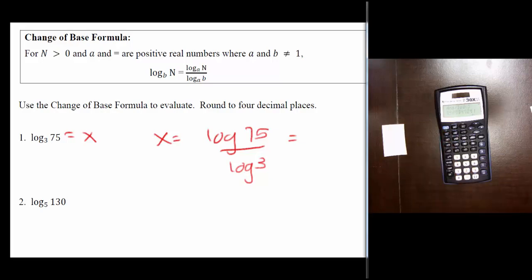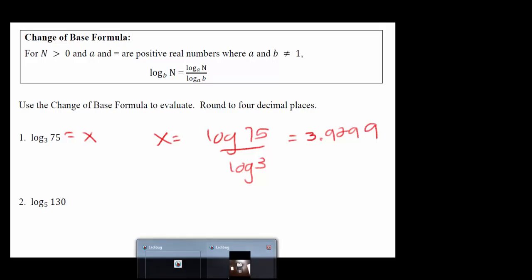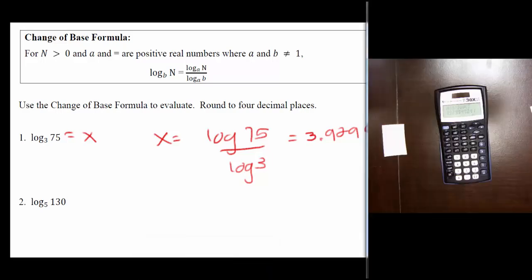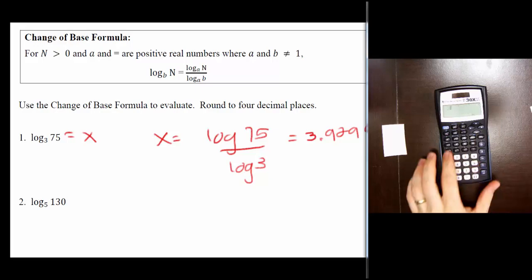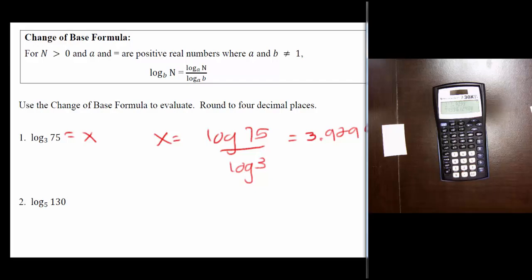And so 3.929, it says round 4 decimal places, so 3.9299. And what's interesting is that we said that if you change that logarithm into an exponential, it would have been 3 to the power of x equals 75. Well, we just said that x was 3.9299, so 3 to the power of 3.9299 equals, that's right about 75.